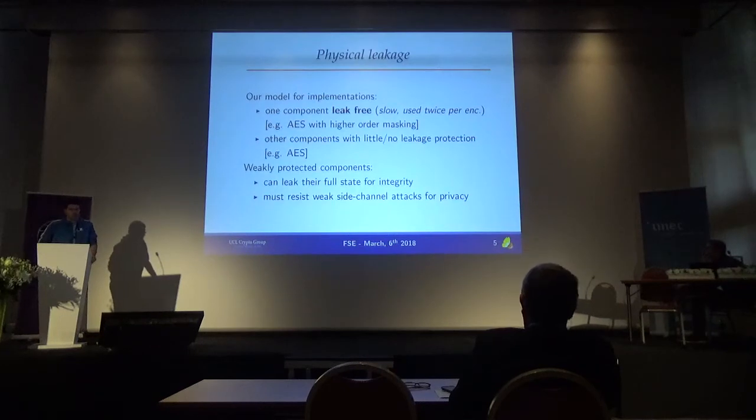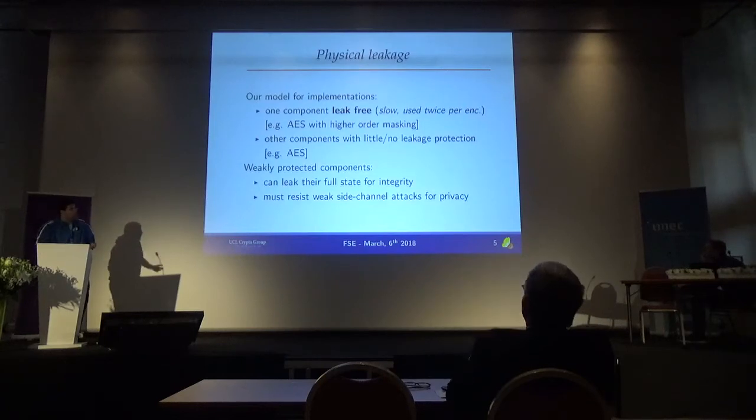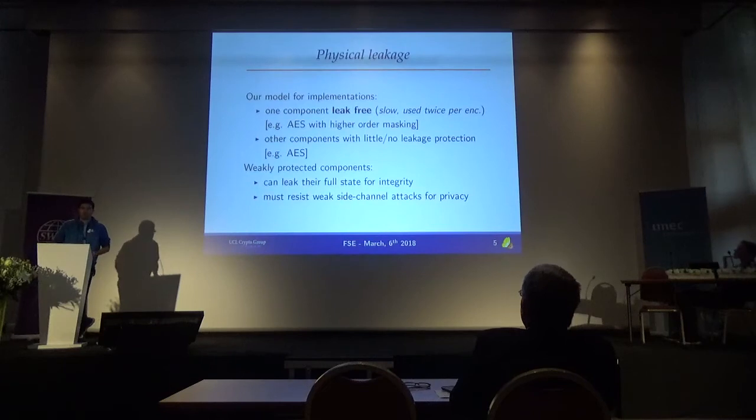That was the notion in the black-box model, but as the previous speaker said, there are also side-channel problems, because when they are implemented, the cryptographic computations can leak information about the plaintext, the key, and so on. We will use a very particular model. We will suppose that one component is leak-free, which means that it gives no information about the key. We know it is a bit unrealistic, but we can think, for example, of an AES with higher-order masking. Although it is very slow, since it will be used only twice per encryption query, this is not a great problem.